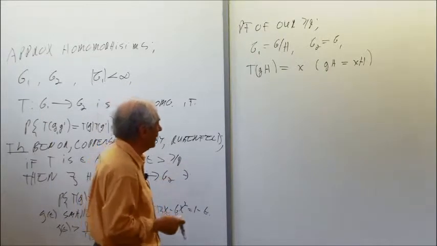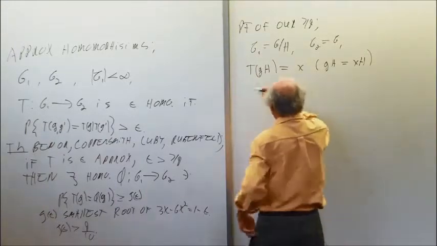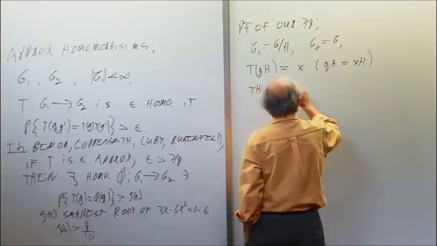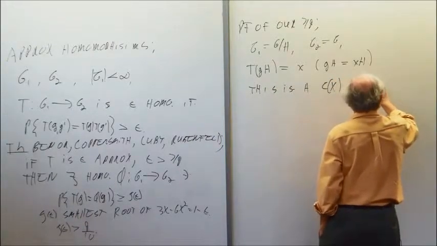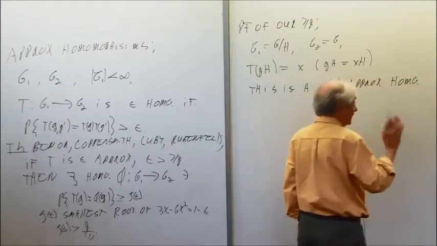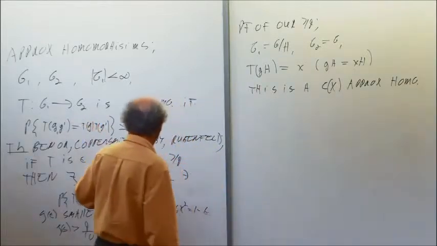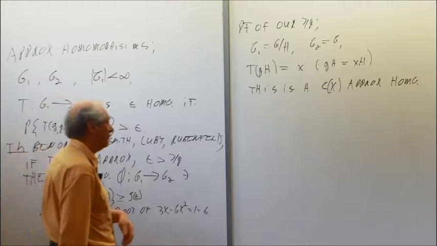That's our mapping. And if you look, the fact that the proportion of non-carries is bigger than 7/9 says exactly that this is a C of x approximate homomorphism. It's the same statement. So by their theorem, there is an actual homomorphism.